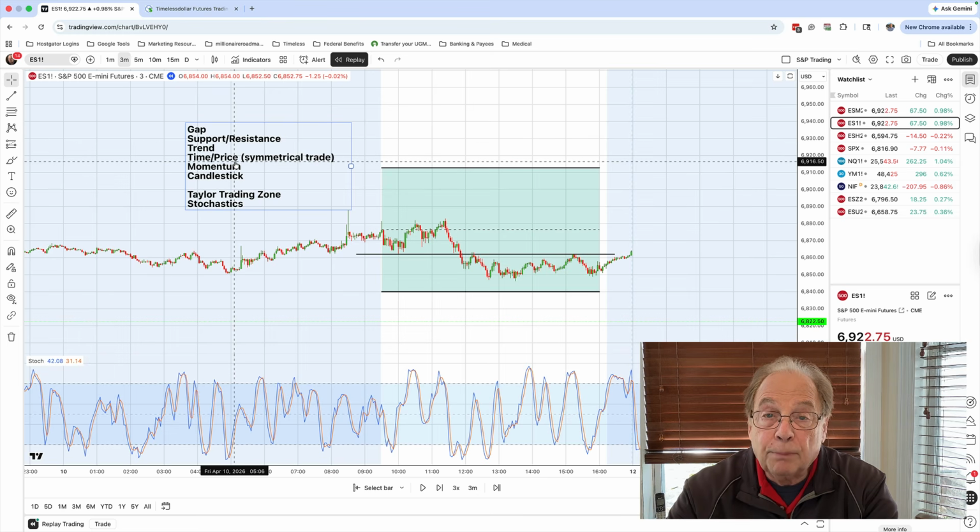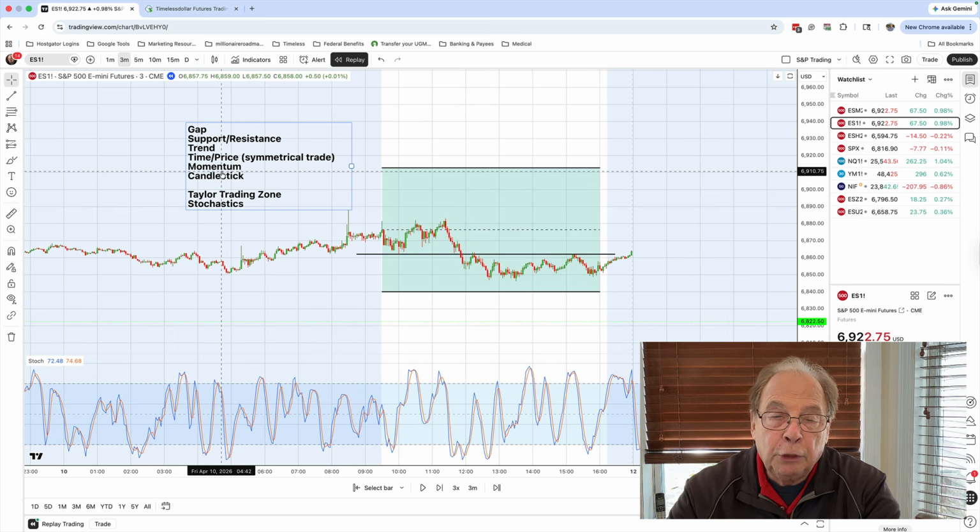The time and price or momentum trade, or the symmetrical trade, is where prices move in a certain direction for a certain amount of time, stabilize for up to an hour, and then move in the same direction for the same amount of time. Simple. Time and price trade, also called the symmetrical trade.